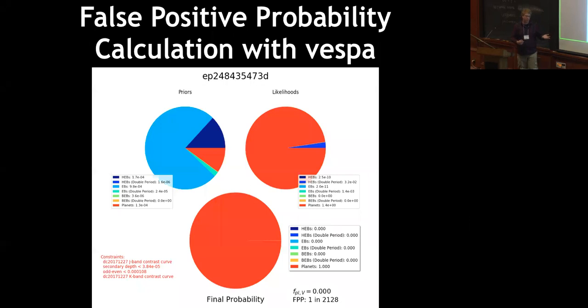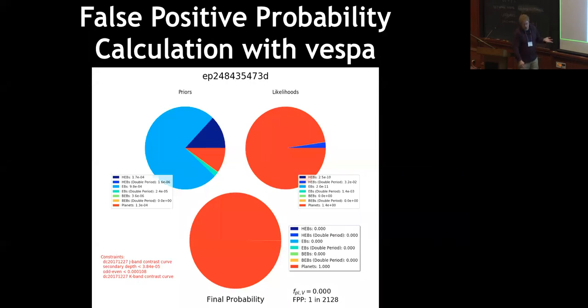We run Vespa on our candidates, and we include the constraints that we've used from the radial velocity modeling, the lack of large radial velocity variations, and from the adaptive optics imaging and from the stellar characterization. And we calculate that the probability that these planets are actually false positives is quite low.